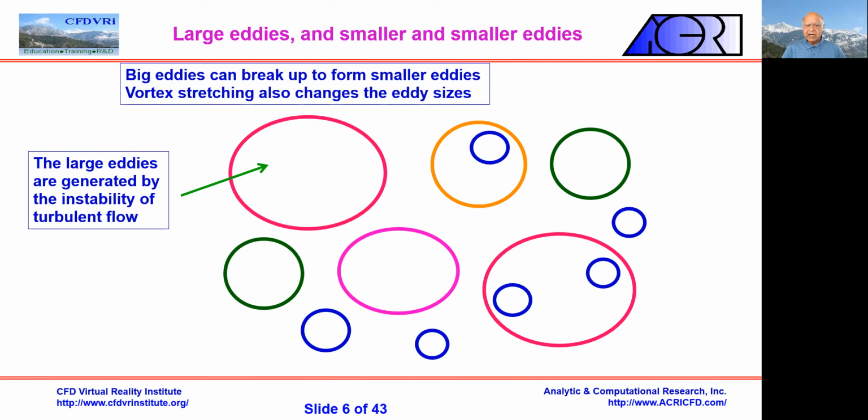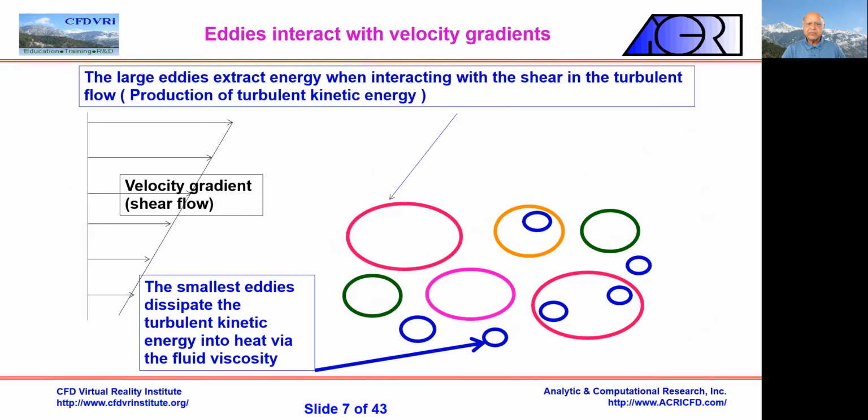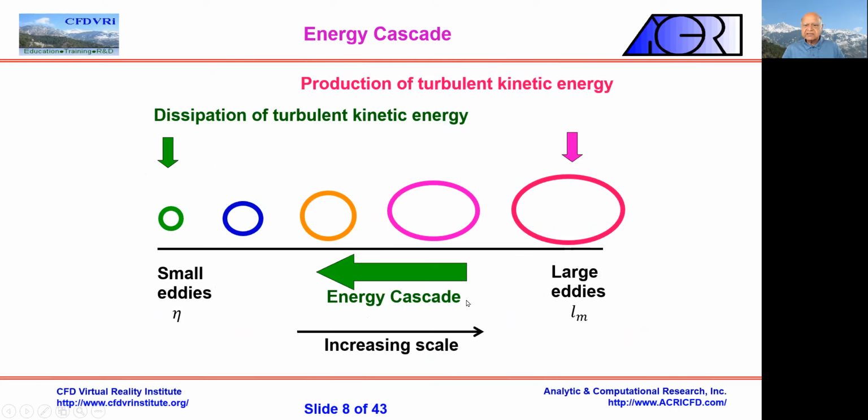Okay, but large eddies are generated by the instability in the turbulent flow first, and then they are broken down into smaller ones. So large eddies are the ones that extract the energy from the mean flow, so to speak, or from the rest of the flow. Okay, so that's the production of turbulence energy. And that only occurs when there is a velocity gradient in the flow, right? It's needed to create energy. Okay, the smallest eddies then dissipate this energy through a cycle, through a cascade, and the cascade looks like that.